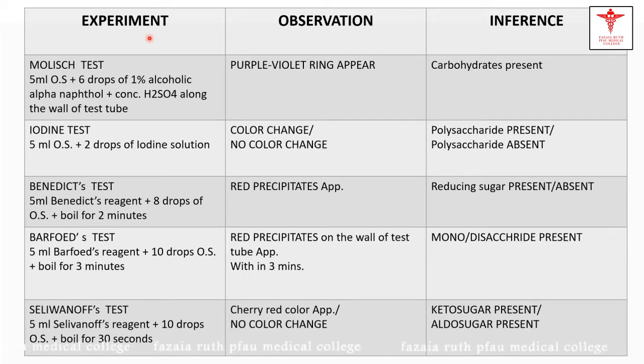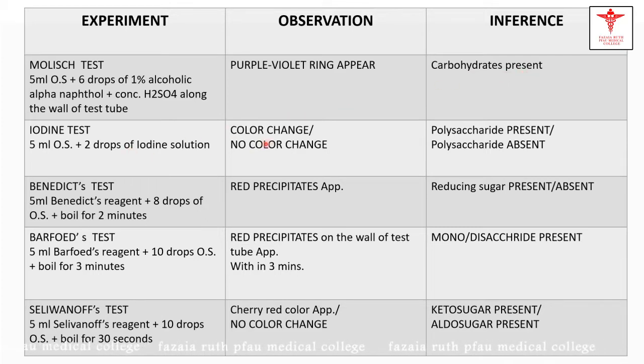Now in this table you can see that there are experiment column, observation, and inferences. You don't have to remember all these steps that are included in the experiment column, but rather you have to remember the observation and inferences. So the observation for Molisch's test is appearance of purple-violet ring at the junction of two chemicals, which shows that the given sample contains a carbohydrate.